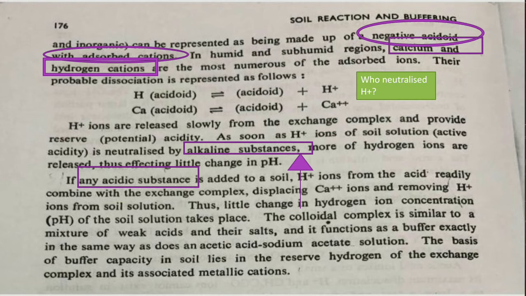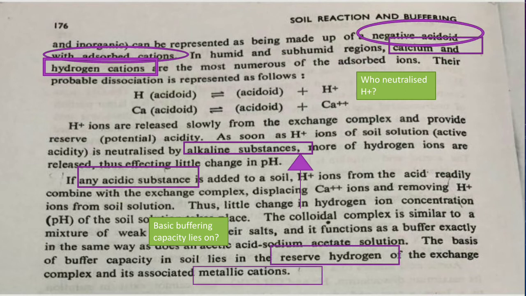The colloidal complex is similar to a mixture of weak acid and its salt, and weak acid and its salt is a buffering agent. It functions as a buffer exactly the same way as acetic acid and sodium acetate solution. We know acetic acid and sodium acetate is a very common buffer solution. The basis of buffer capacity of soil lies in the reserve hydrogen of the exchange complex and its associated metallic cation.